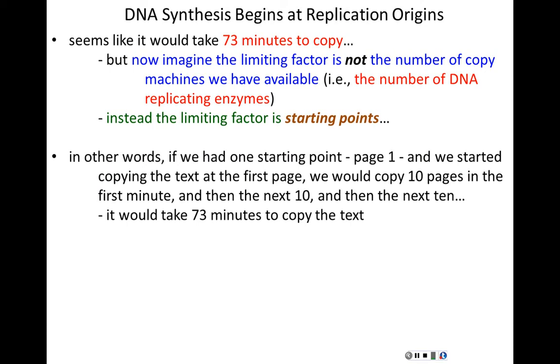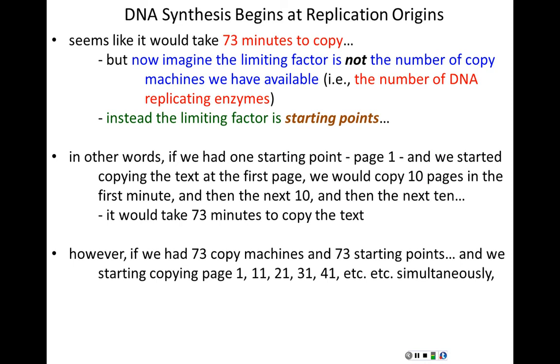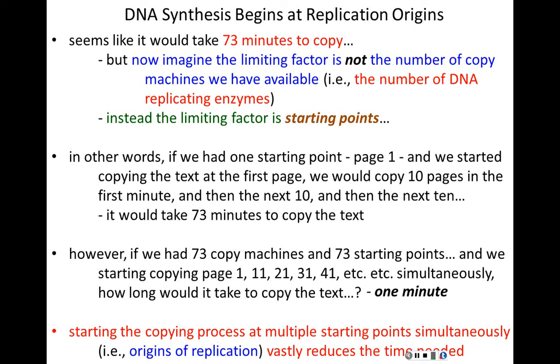However, if we had 73 copy machines available, and 73 different starting points in our textbook, and we could simultaneously start copying the textbook at page 1, page 11, page 21, page 31, page 41, etc., and use all 73 copy machines, how long would it take to copy our textbook? 1 minute. We would copy all 730 pages in that 1 minute because we were doing simultaneous copying. That is the idea behind multiple origins of replication in the human genome. By starting the copying process of the human genome at multiple starting points, we can copy the entire genome much more rapidly.